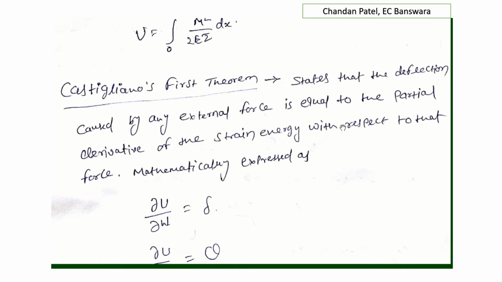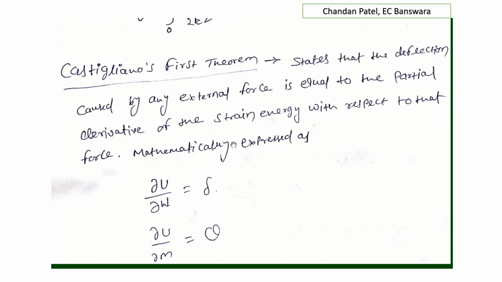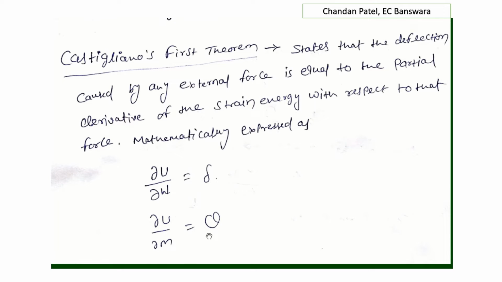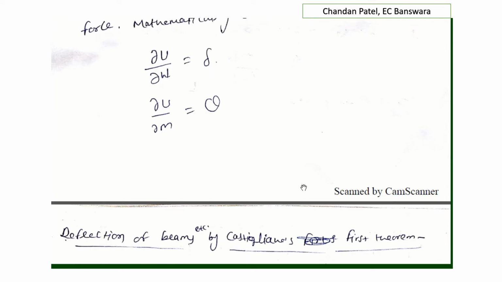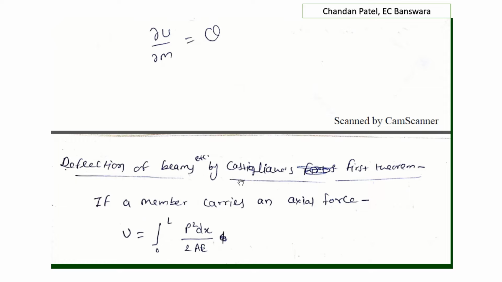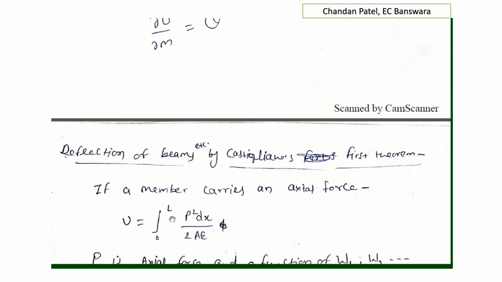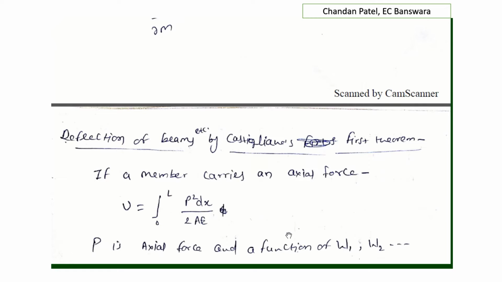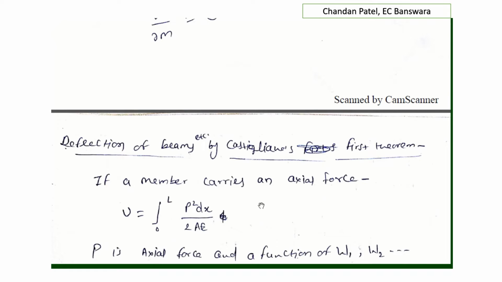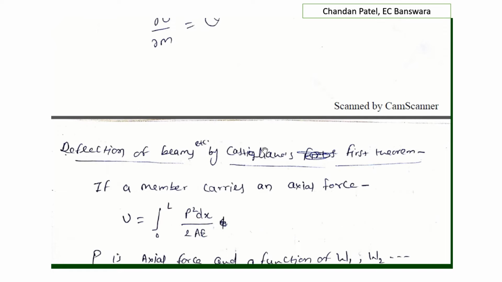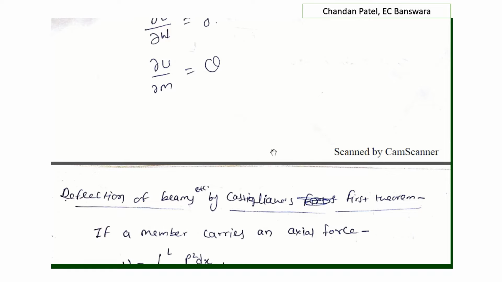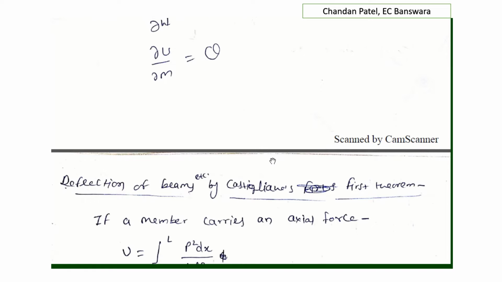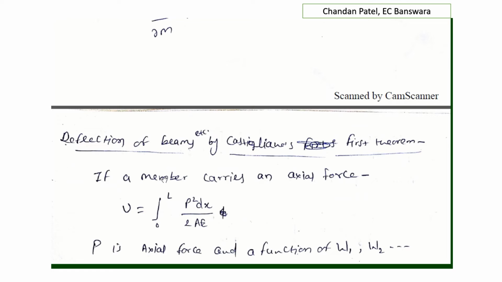W equals to delta, and in terms of moment, dU by dM equals to theta. Now the deflection of beams by Castigliano's first theorem. हम इसमें एक कंडीशन याद रखेंगे कि जिस पॉइंट पे हमें डिफ्लेक्शन पूछा गया है या स्लोप पूछा गया है, तो हमें उस पॉइंट पर ही लोड होना चाहिए. अगर लोड नहीं दिया हुआ है उस पॉइंट पर तो हम उस पर एक इमेजिनरी लोड एक्ट कर सकते हैं.